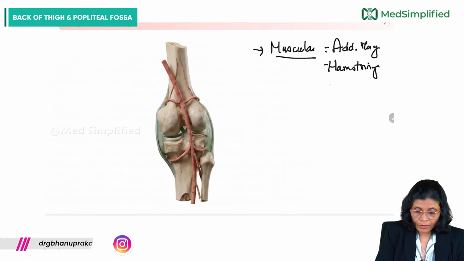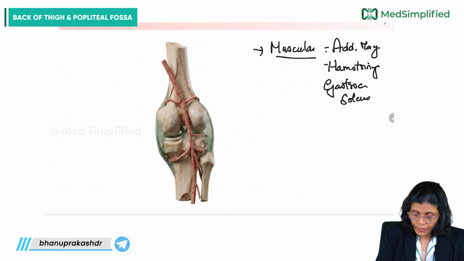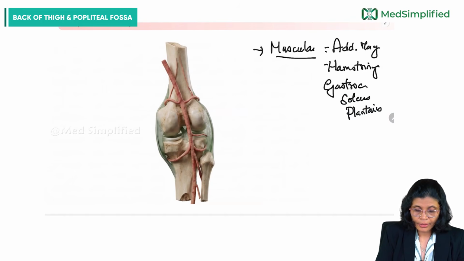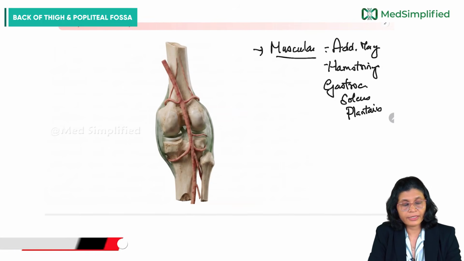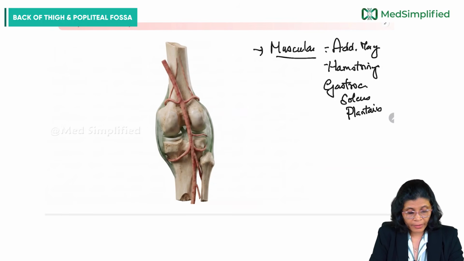And in the lower part, they will also supply the medial and lateral heads of the gastrocnemius muscle, as well as the soleus and plantaris. These muscles together we call the triceps surae: the two heads of gastrocnemius and the soleus together we call the triceps surae. So these muscles are supplied by the popliteal artery.